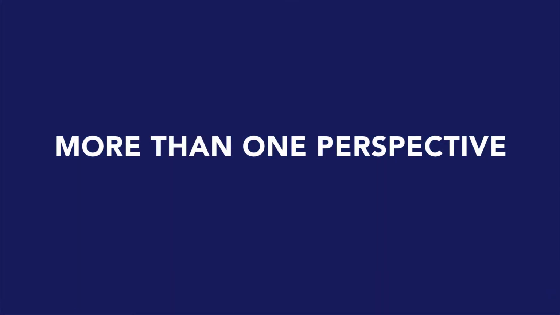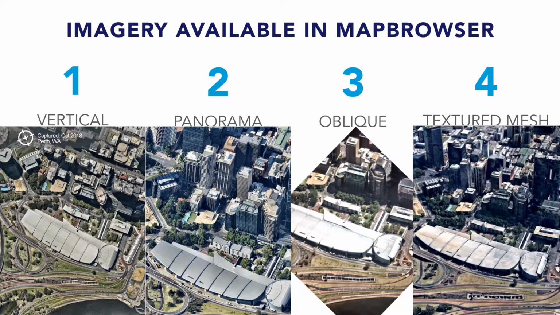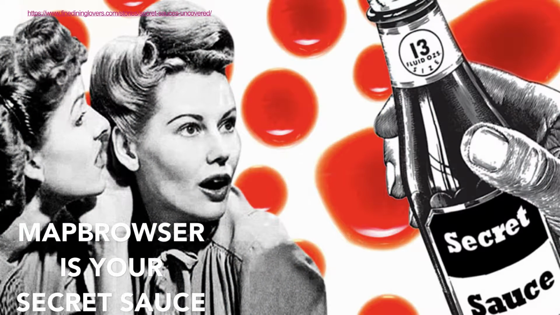So, more than one perspective. We have a lot of imagery available, and as you saw this morning, we are expanding the content that you can access inside of MapBrowser to make it really easy for you. We have vertical, panorama, oblique, and our 3D textured mesh, and in the future, who knows what else we'll have. I like to think of MapBrowser as your secret sauce. We make it as easy as we can, or at least that's the aim, so please tell us if it's not easy. The aim is to make it as simple as possible for you to use our imagery, to view it, to interact with it, and to take it from our environment into yours using export.